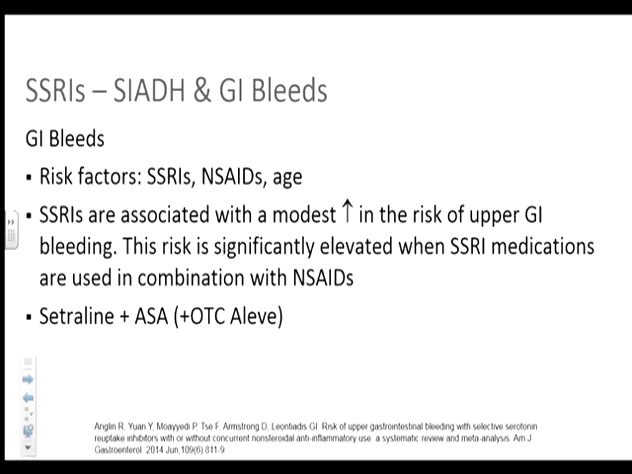So a low-dose aspirin every day is considered an anti-inflammatory. And then if we throw on an over-the-counter Aleve for that osteoarthritis pain, the risk certainly increases significantly. And if you're wondering how SSRIs play a role in GI bleeds, it's because serotonin is required for platelet aggregation, and the effect of SSRIs on that platelet aggregation appears to be dose dependent.